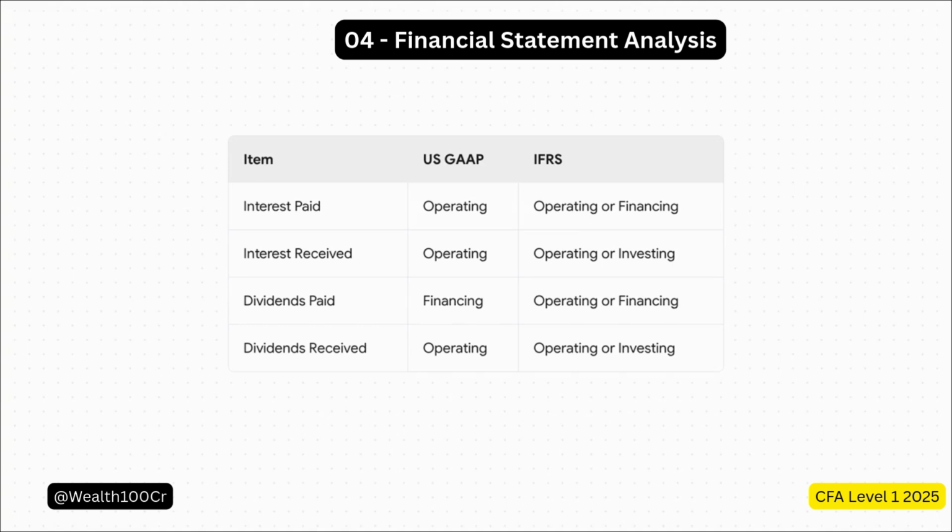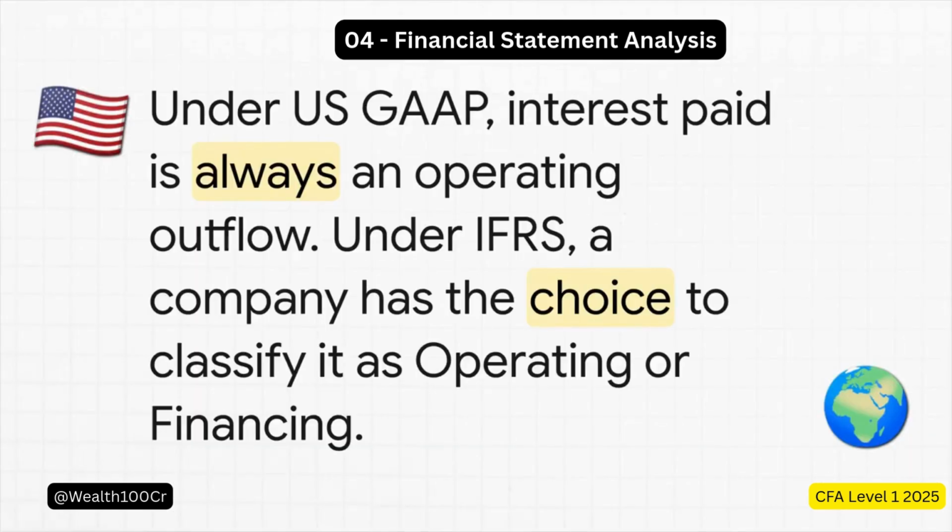Look at all those ORs under the IFRS column. The key word here is flexibility. Under the strict rules of US GAAP, for instance, any interest a company pays must be classified as an operating cash flow. No exceptions. But under IFRS, a company gets a choice. They can call it an operating flow, or they can argue it's part of their financing strategy and put it in the financing section. So here is your big exam tip.